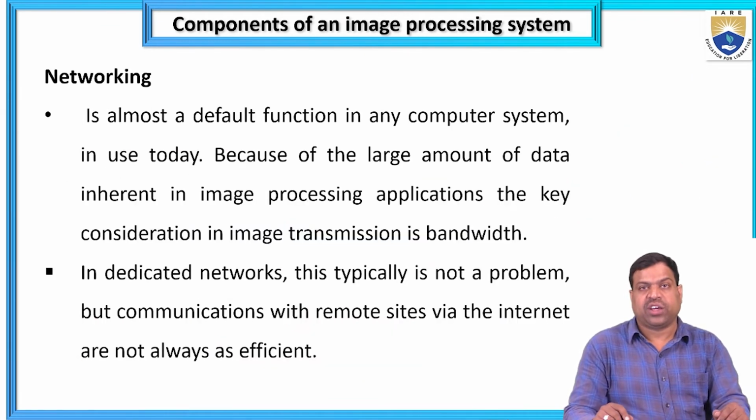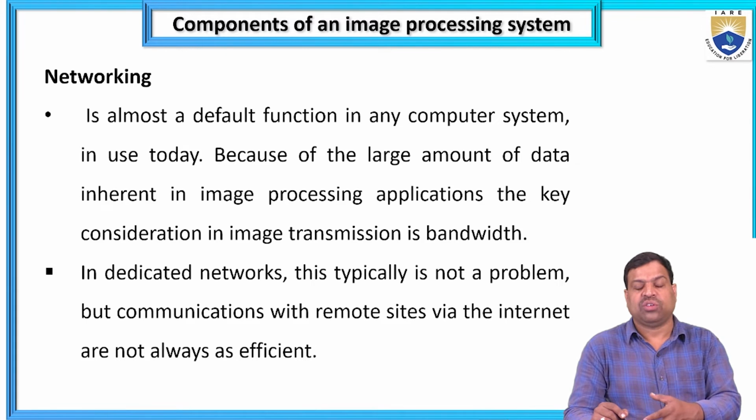Next, networking. It is the most important among the components of an image processing system. Networking is almost a default function in any computer system in use today because of the large amount of data inherent in image processing applications. The key consideration in image transmission is bandwidth. In dedicated networks, this typically is not a problem, but communicating with remote sites via the internet is not always efficient. But it plays a major role in storing the data.